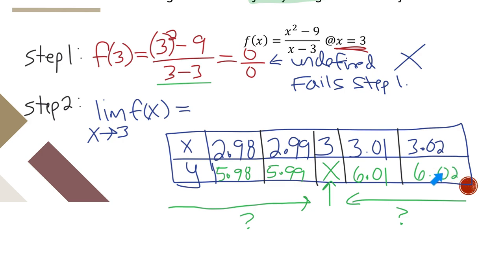Notice how this is decreasing, and it looks like it should be 6. And this one's increasing, it looks like it should be 6. So that is a way to show that my limit is going to be 6.